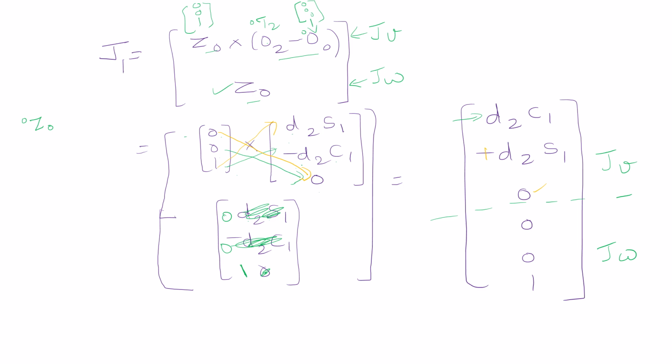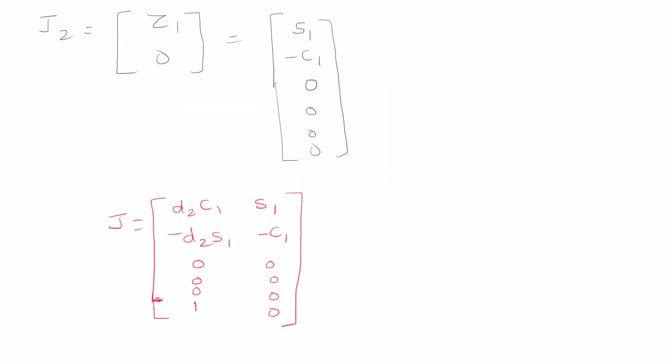Similarly, you have to get J2. For J2, remember, it is the prismatic joint, so the J2 column corresponds to the prismatic joint. The linear Jacobian is simply Z1, and the angular Jacobian is 0. Z1 we have already found from the transformation matrix T1 to 0, which is simply S1, minus C1, 0, right? So just combining J1 and J2, you will get the Jacobian matrix of the manipulator, which is represented as shown here.